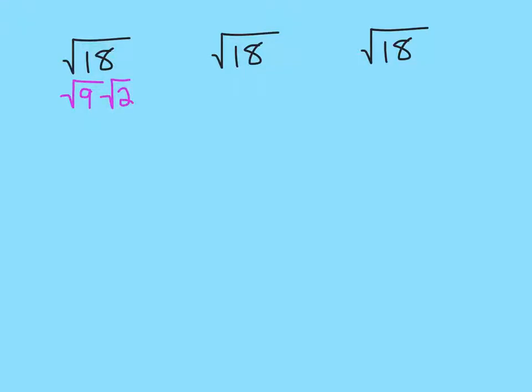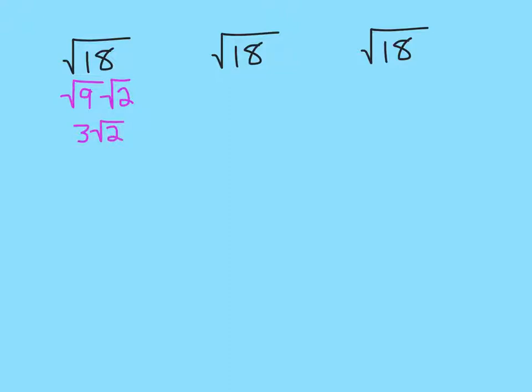The most efficient way to simplify a square root is to figure out what is the largest perfect square factor of the radicand and break your radicand into that value and whatever factor remains. Since we know the square root of 9 is 3, our answer is going to be 3 root 2.